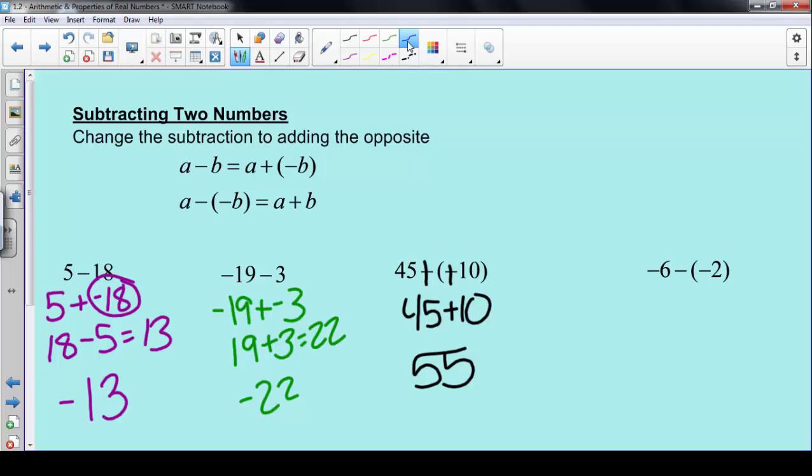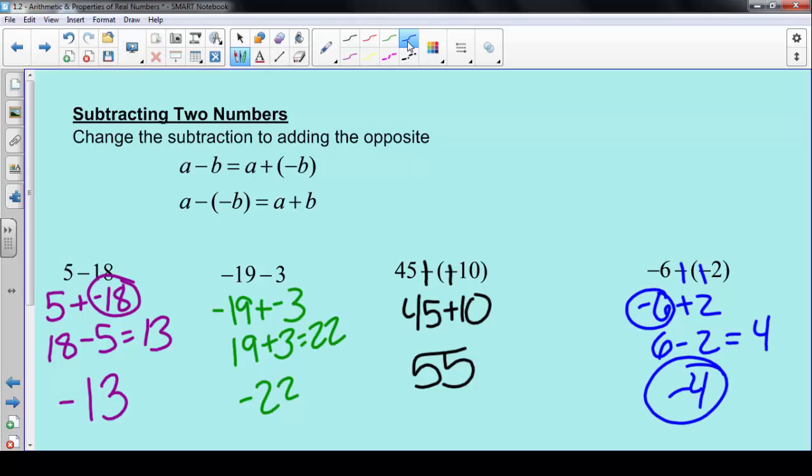And this last one we can do add the opposite. So you have negative 6 plus 2. Thinking back to our rules from earlier, they're opposite signs. So if we do 6 minus 2, we get 4. The 6 was negative, so our answer is also negative.